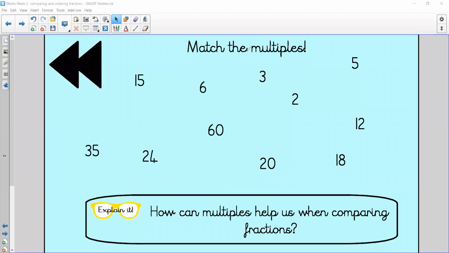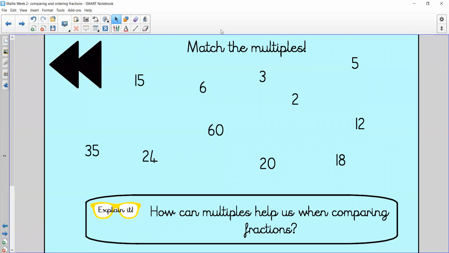Once you've done that, what I'd like you then to do is to think, why has Miss Syson asked me to do this? How can multiples help us when we are comparing fractions? How is that knowledge going to help me to compare fractions? Have a little think and write a little explanation about what we were doing yesterday. Why is this a really good skill for me to have?